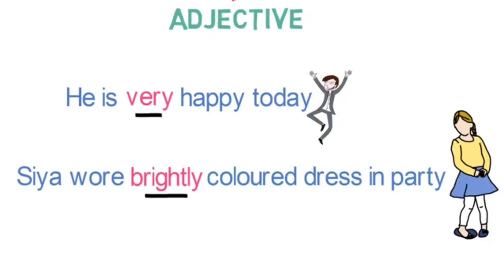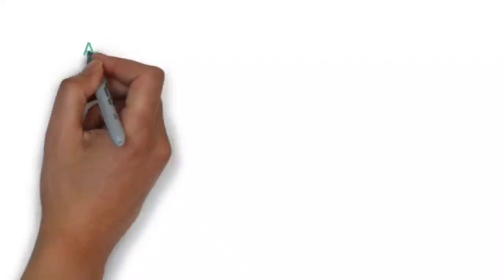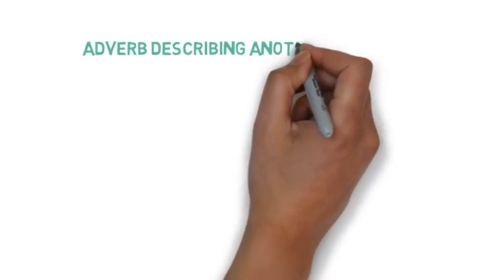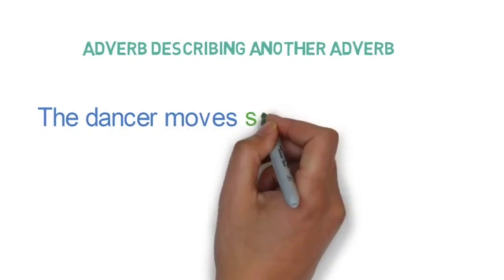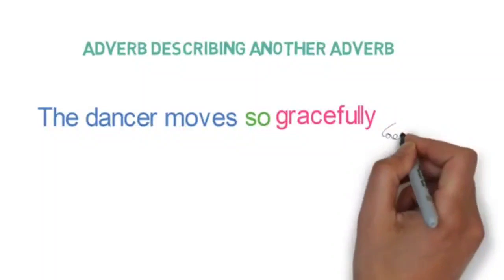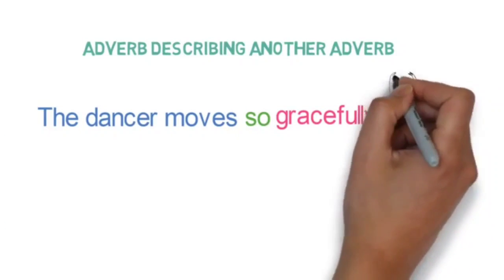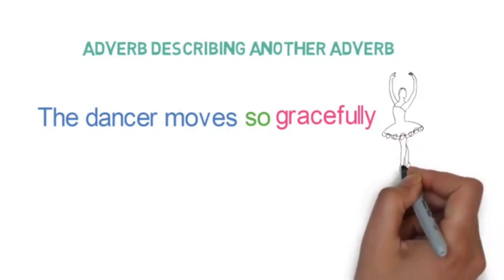Now, let's look into some examples of an adverb that describes another adverb in the sentence. Example, the dancer moves so gracefully. Here, how the dancer moves is described by the word gracefully.